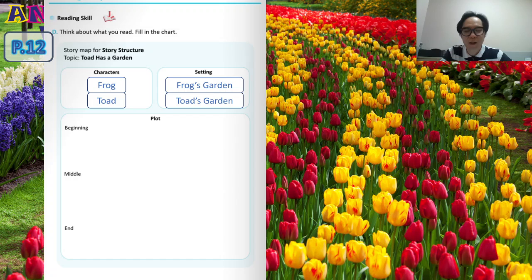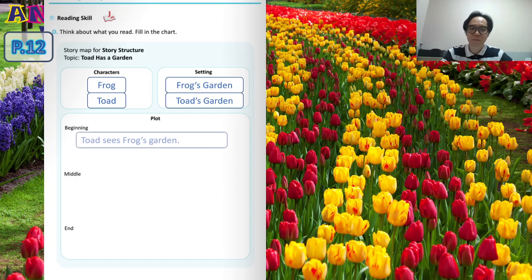No, that doesn't sound right. Do you remember the story? At the beginning of the story, Toad sees Frog's garden. Do you remember? Toad was going by and he saw Frog's garden. And is that all he did?